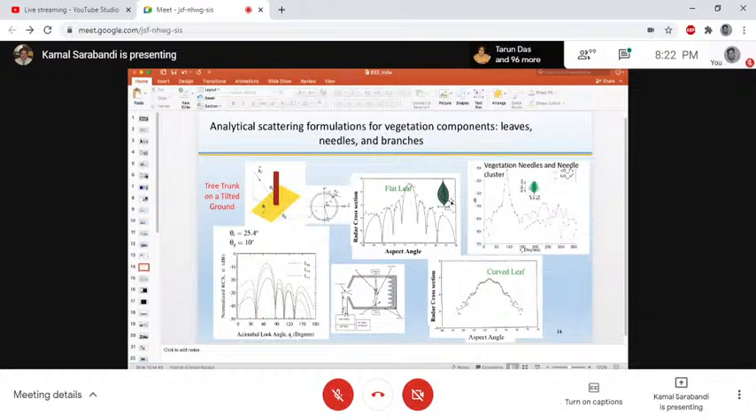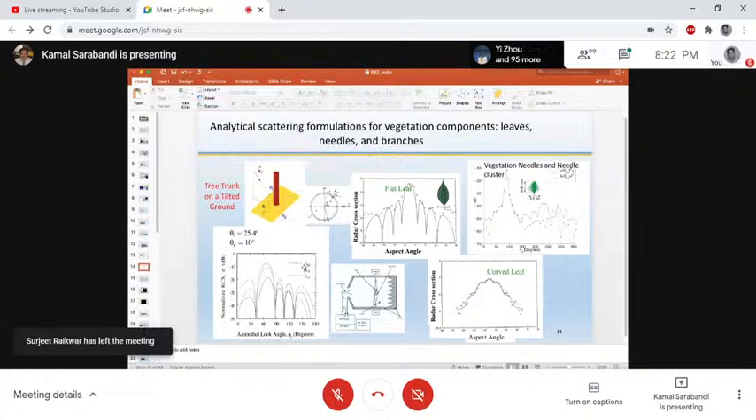So we used a lot of approximate electromagnetic methods based on physical optics and the geometrical theory of diffraction to find out what this is, and then we compared actual leaves with what our model predicted, for example, scattering from tree trunks over a tilted ground plane in a polarimetric fashion. We use analytical models for doing that.